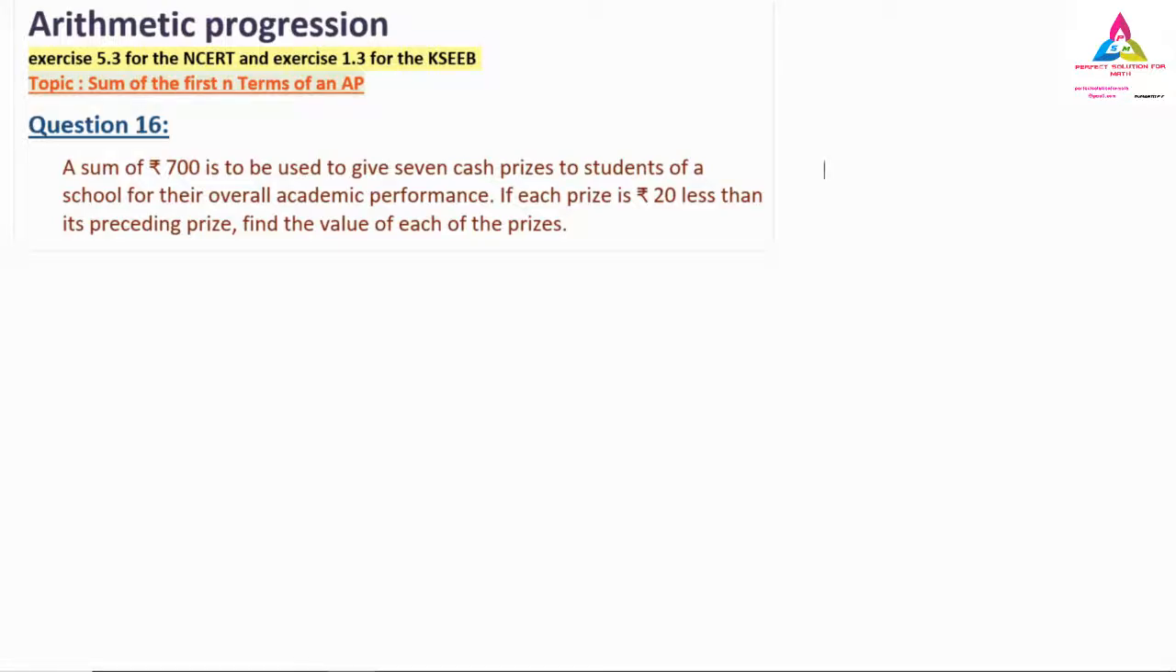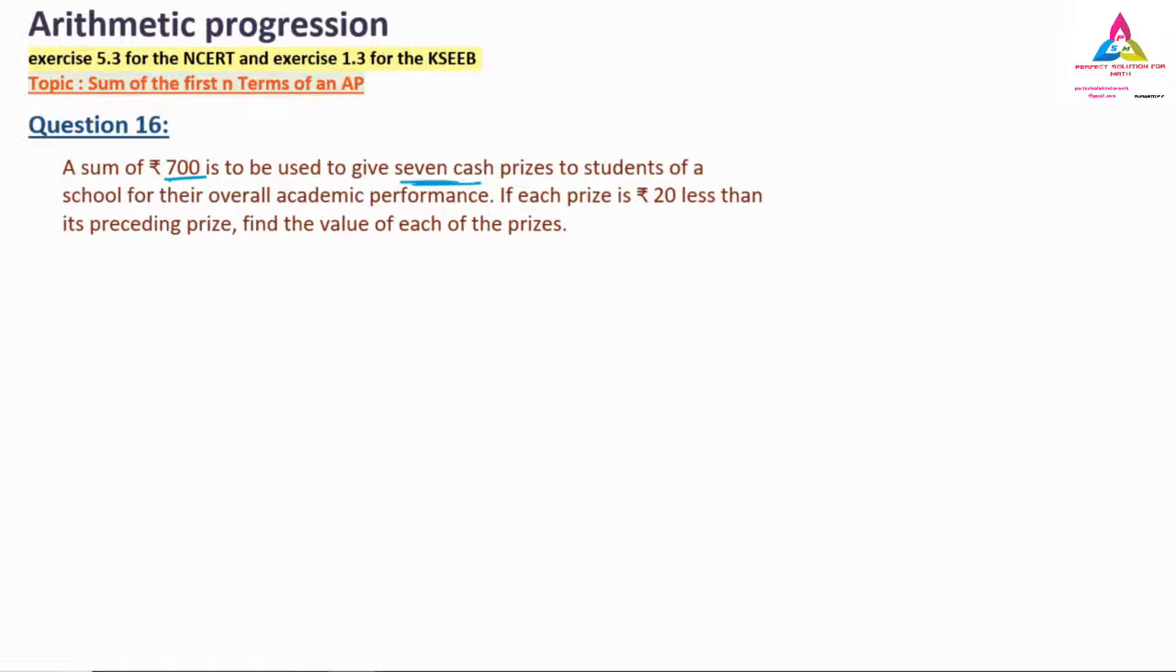The total prize amount they have mentioned over here is rupees 700. And they have to give how many cash prizes? 7 cash prizes. So next they have given that each prize is 20 rupees less than the preceding prize.